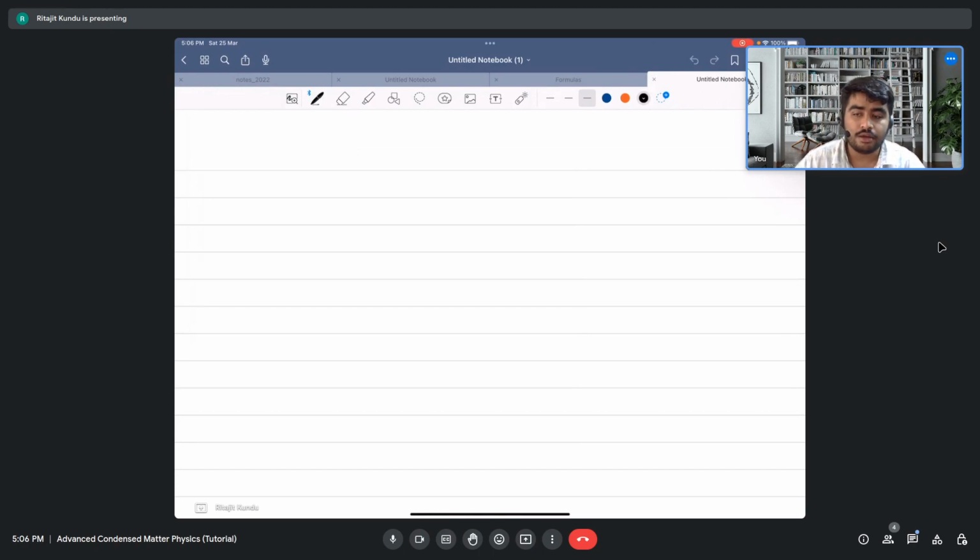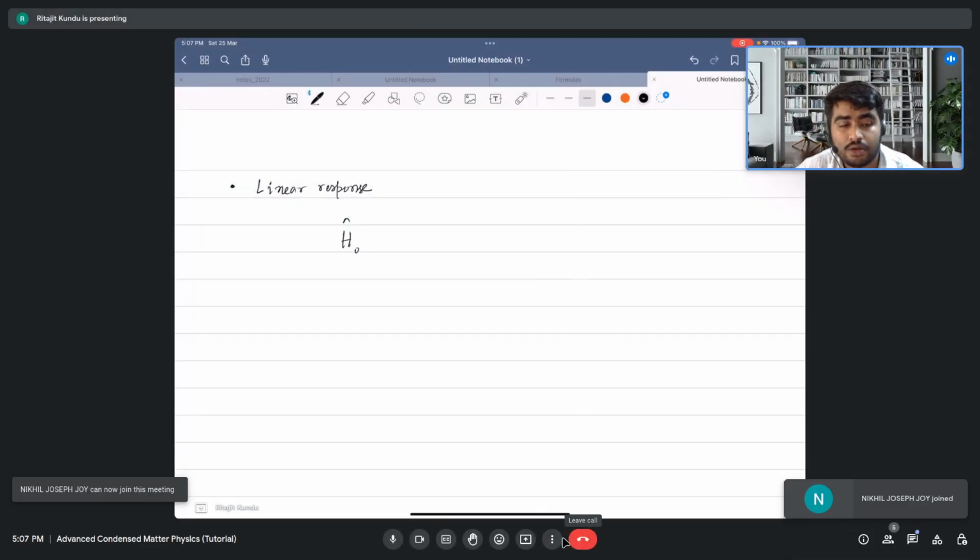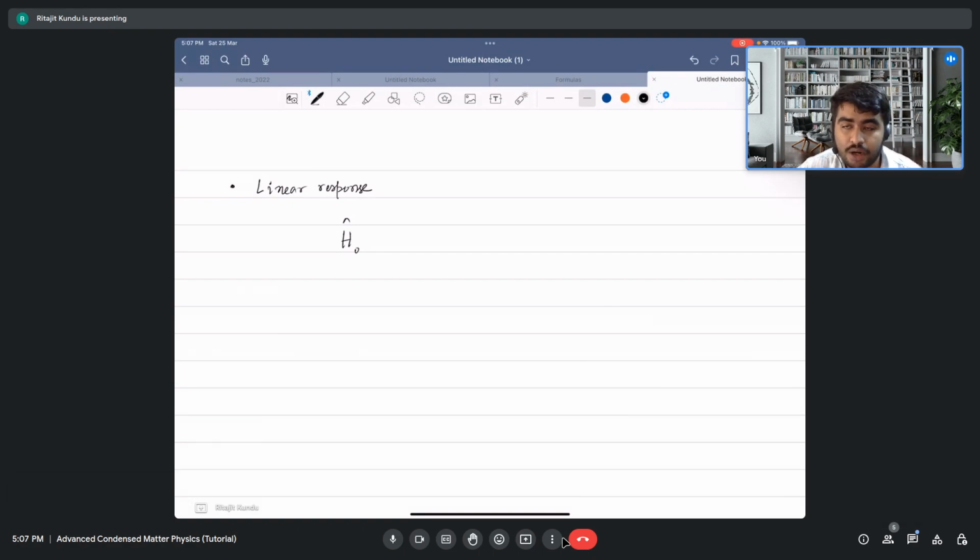So let me just give you a very brief and very simple recap of what a linear response is. So for example, let's say I have some Hamiltonian H, and we want to study its various properties. When we try to do that, we normally do different experiments. That means we will apply some electric field or magnetic field or some external perturbation that will change the Hamiltonian somewhat, and we will try to see how an observable changes, and that will give us a lot of information about the system.